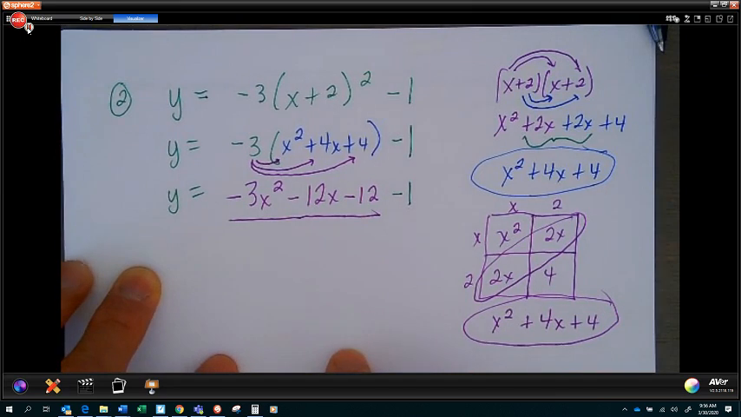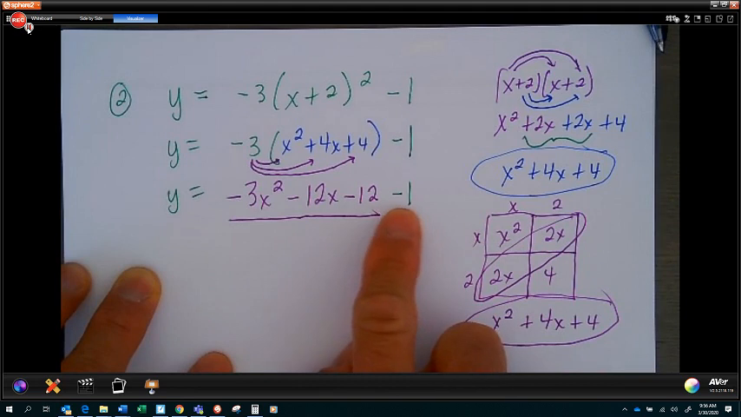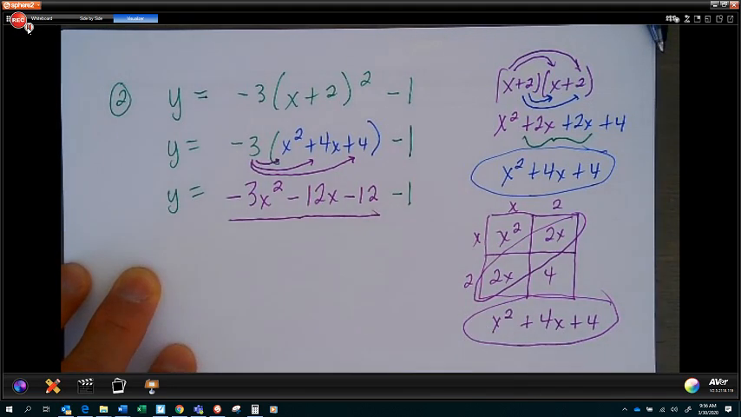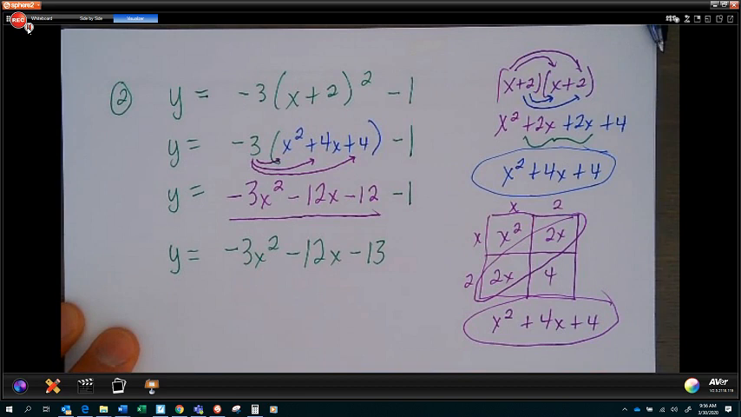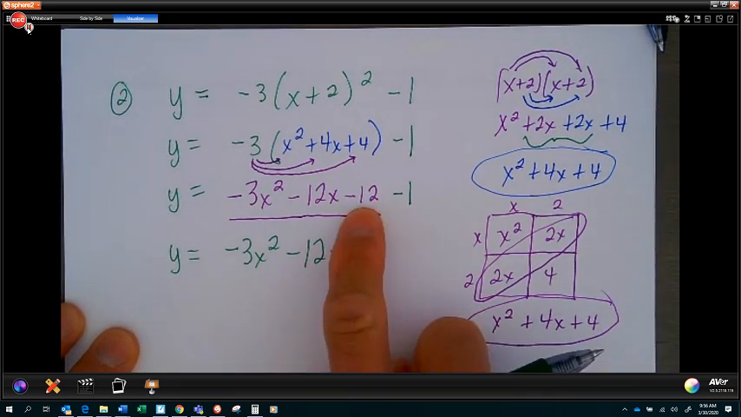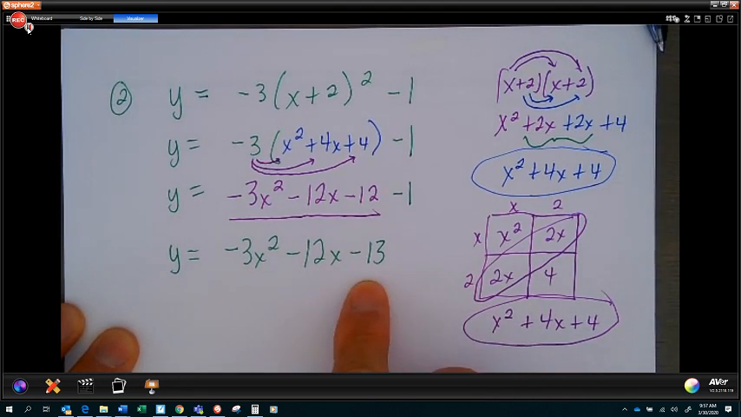So the last step is to go ahead and simplify. Again, these are the only terms that we have to combine here. So pause the video, combine those terms, and see if you end up with the same equation. At this point, you should have arrived at negative 3x squared minus 12x minus 13, which is the result of negative 12 minus 1.